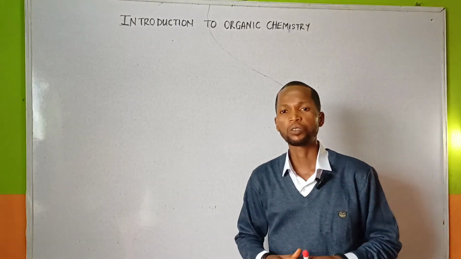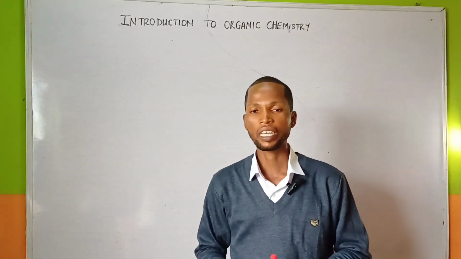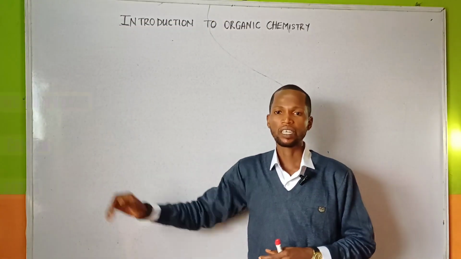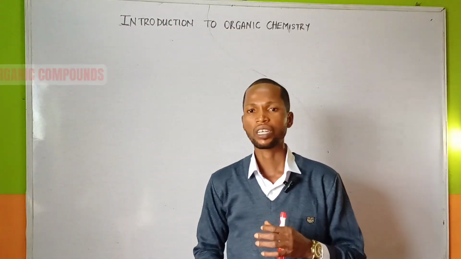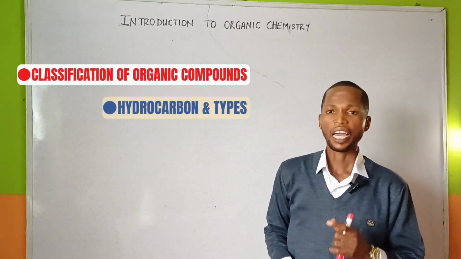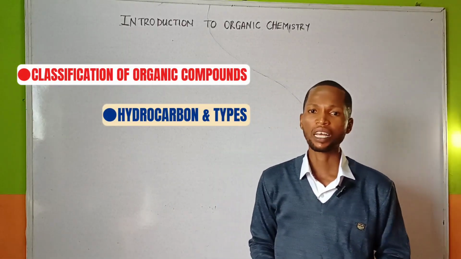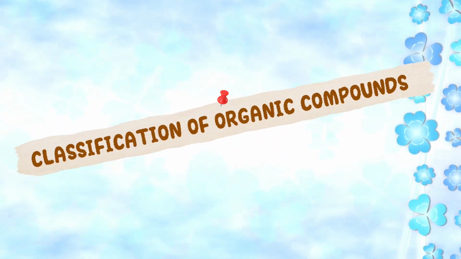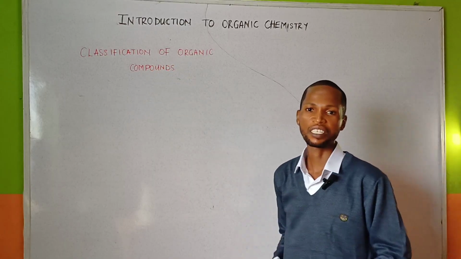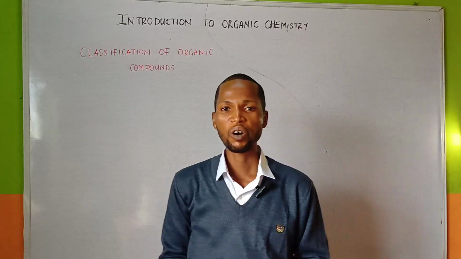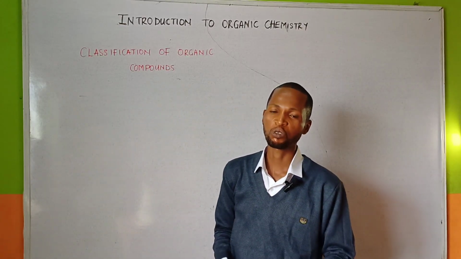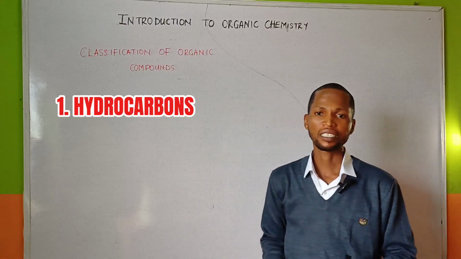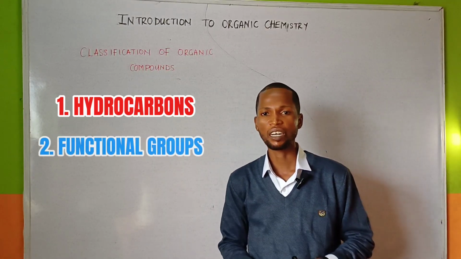In the previous episode of the Introduction to Organic Chemistry, we discussed all this, but today we are going to focus on the classification of organic compounds, hydrocarbons and its types, as well as the types of organic formula. Classification of organic compounds: organic compounds can be classified into two main categories, namely the hydrocarbon, and secondly, the functional group.